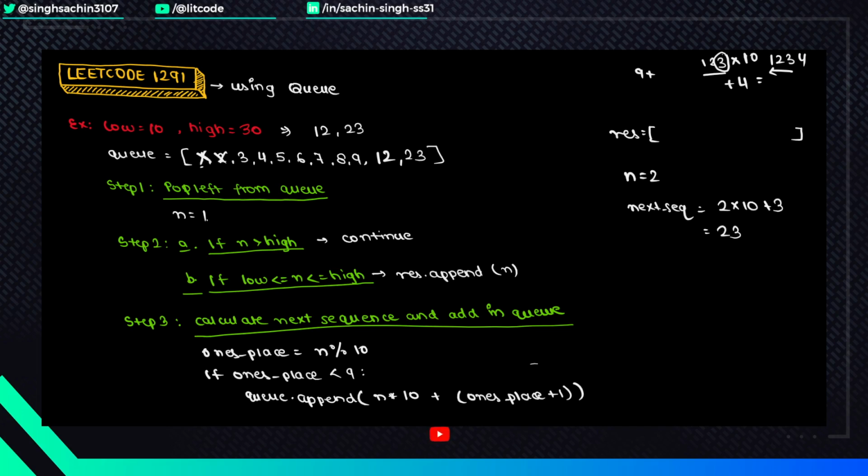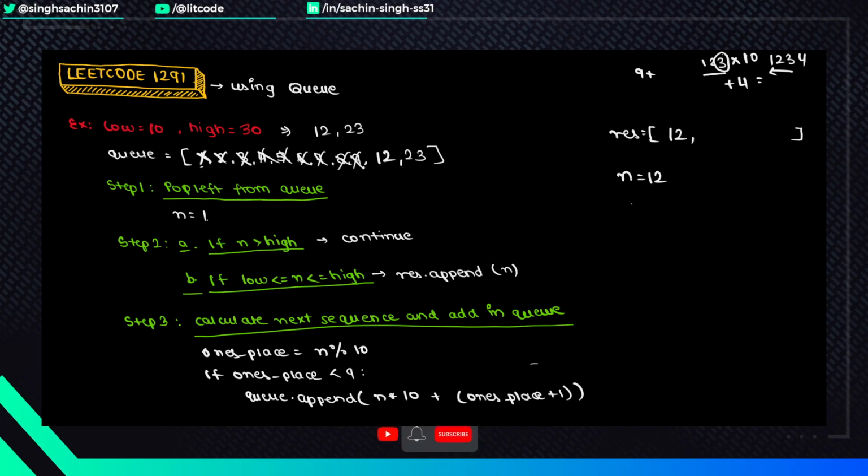Now I know the answer of this already, so we won't waste our time in processing all these values, but we will use the same logic to calculate the next sequence value with all the integers here. And once you reach here, N will be 12, right? Is it greater than high? No, and it also lies within the range, so we will add that in the result.